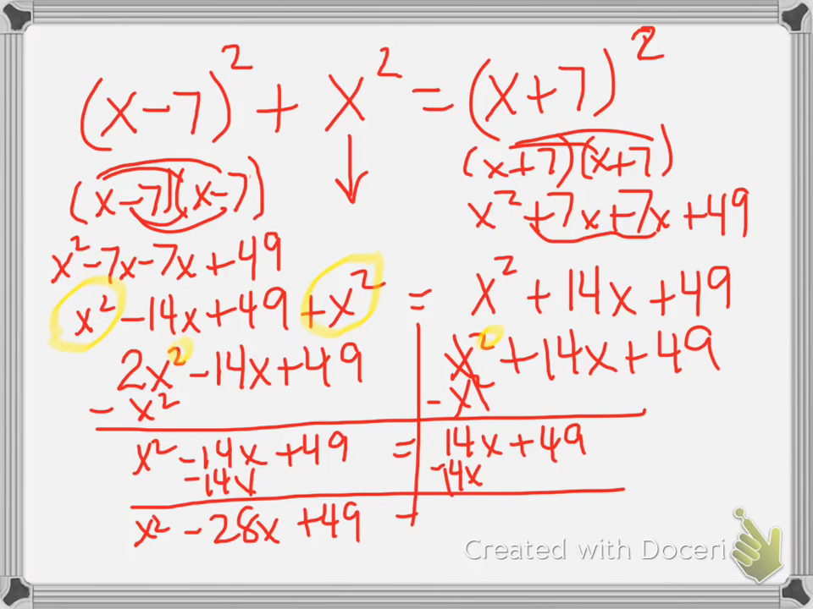I don't know if I can fit all this in. Then I'm going to move my 49 over. And I'm going to put the rest on the next page. So I have x squared minus 28x, I guess it was, wasn't it? Yeah. Minus 28x equals 0. So now I've got to factor it or use the quadratic equation.